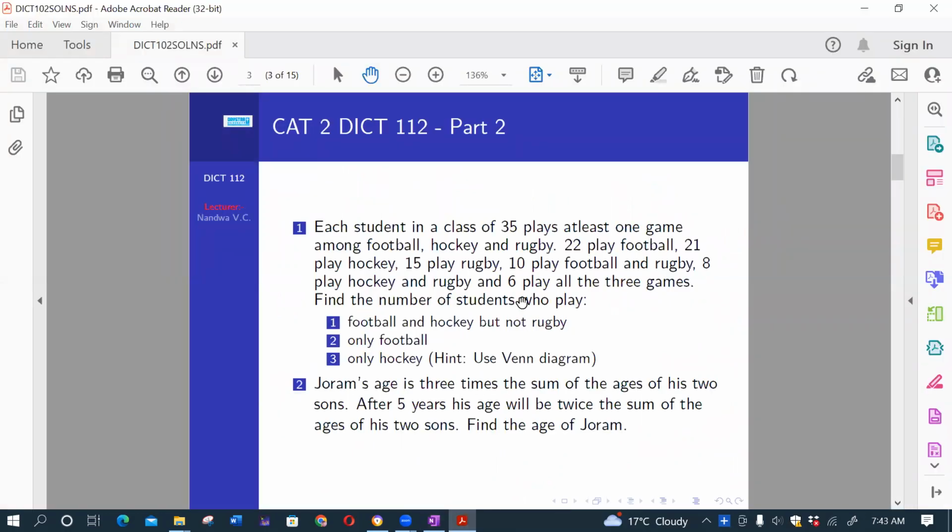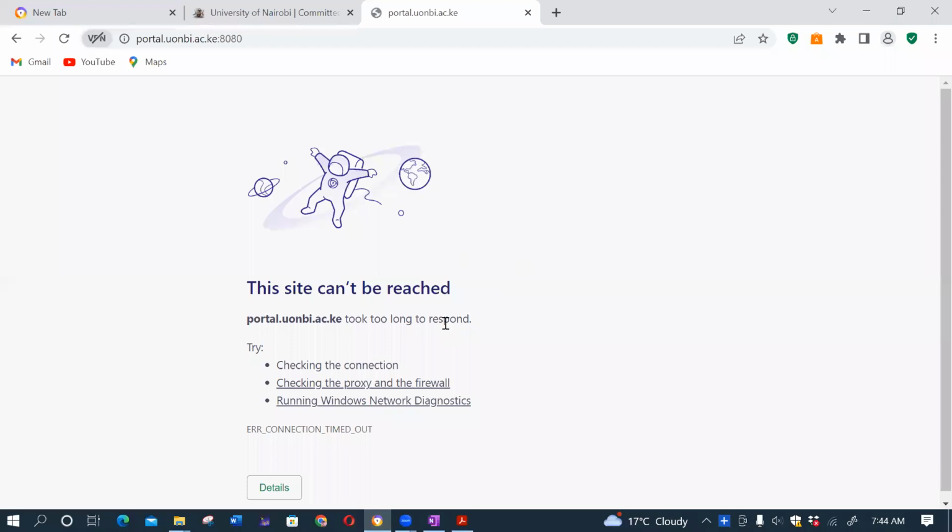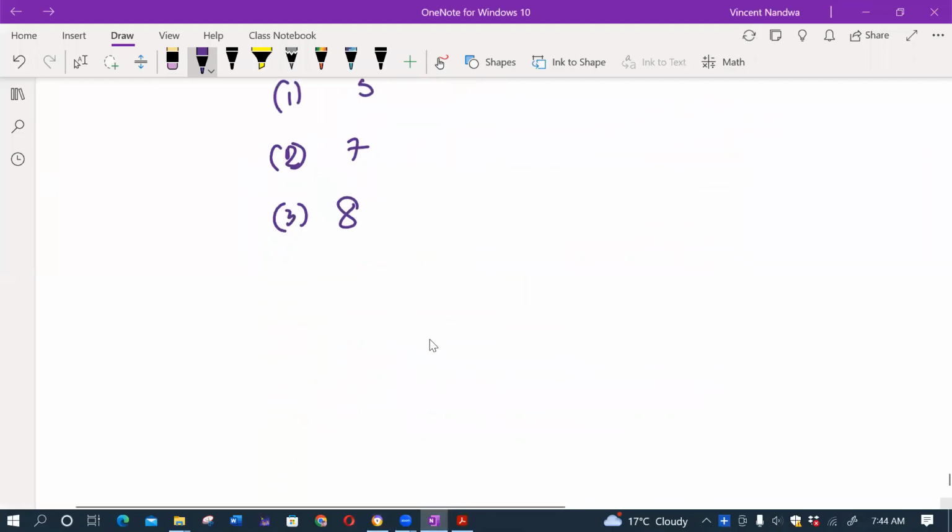Next problem, we have: Joram's age is 3 times the sum of the ages of his 2 sons. After 5 years, his age will be twice the sum of the ages of his two sons. Find the age of Joram. So let's form equations from this information.